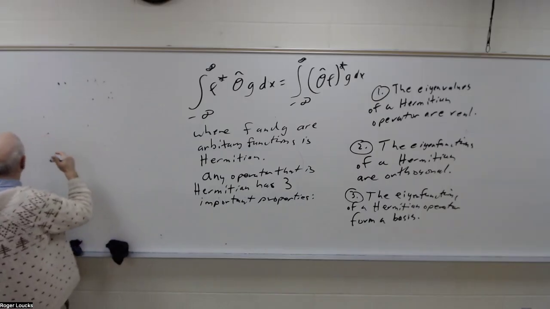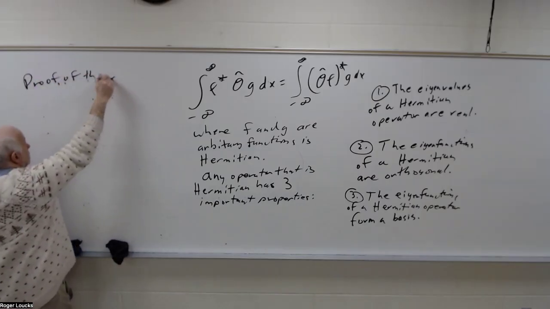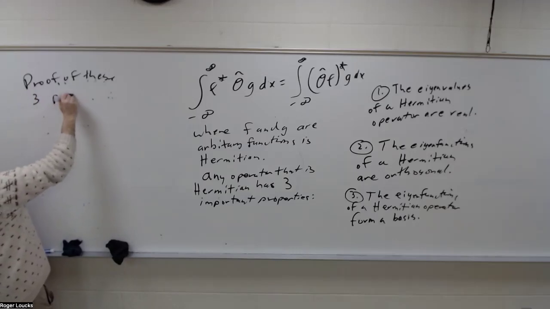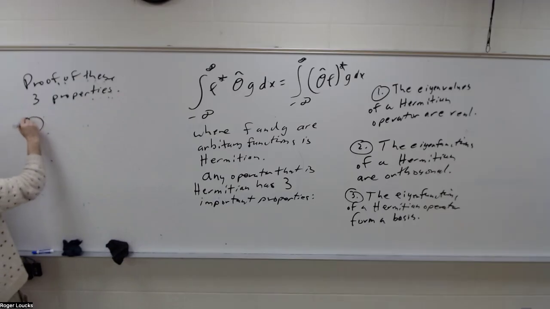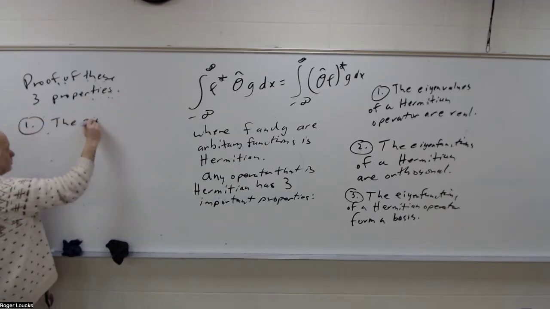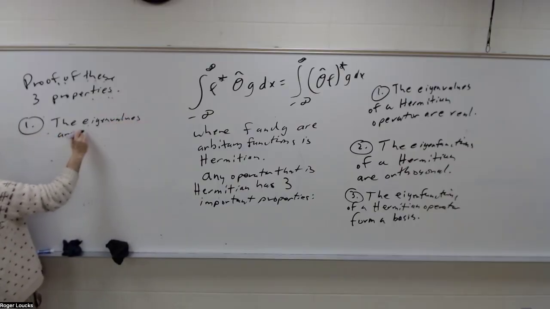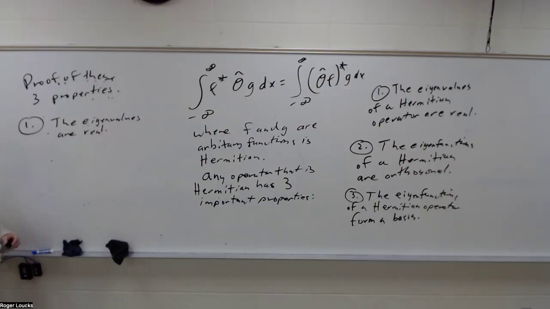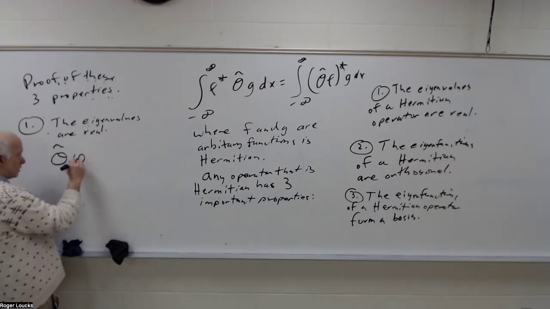So, proof of these three properties. Okay. One, the eigenvalues are real. Okay, so what does this mean? This means if O acts on some eigenfunction here, I'm going to call this phi n.